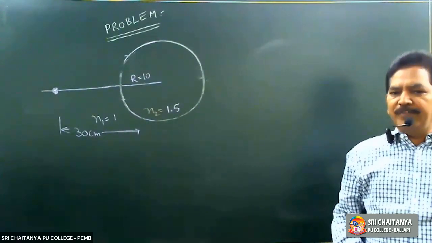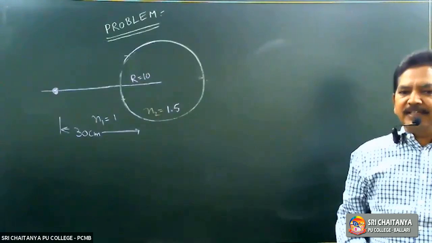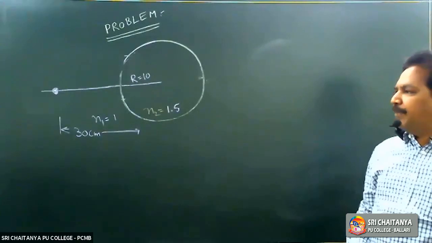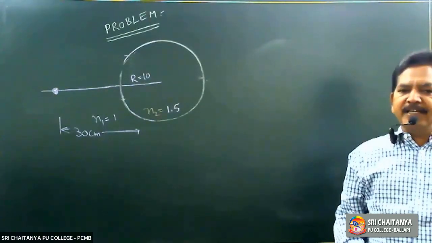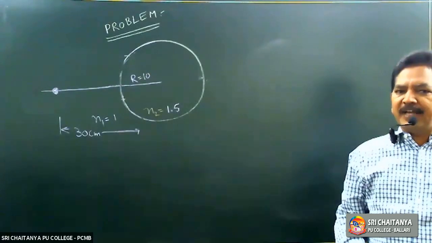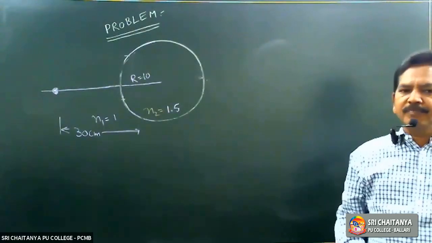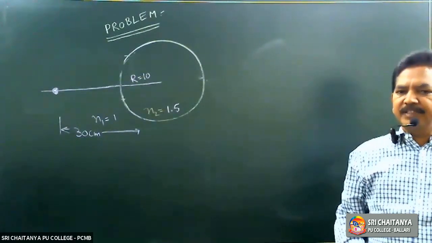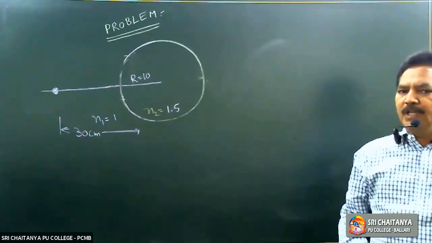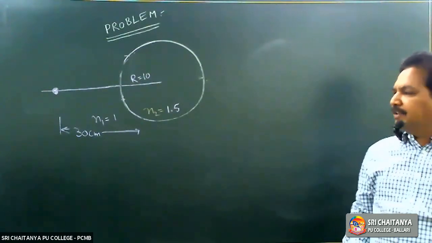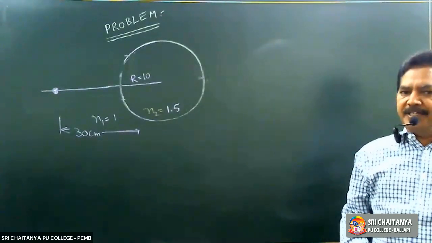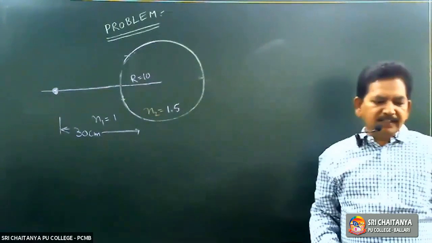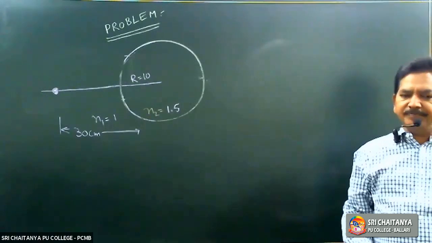What is the given problem? There is a glass sphere. Refractive index of the glass is 3/2, that is 1.5. It is kept in air medium. Rarer medium refractive index is equal to 1. Radius of the sphere is 10 centimeters. A point object is kept at a distance of 30 centimeters from the first surface. You are asked to calculate the final image formed by the sphere.